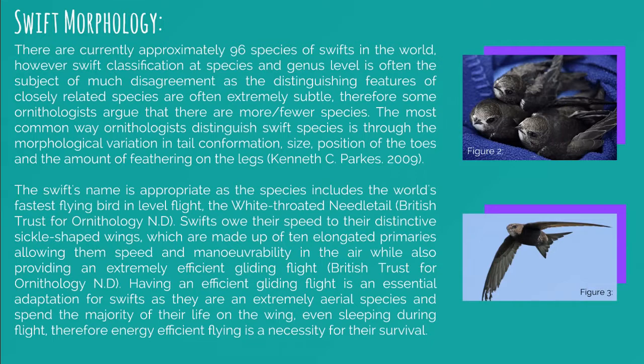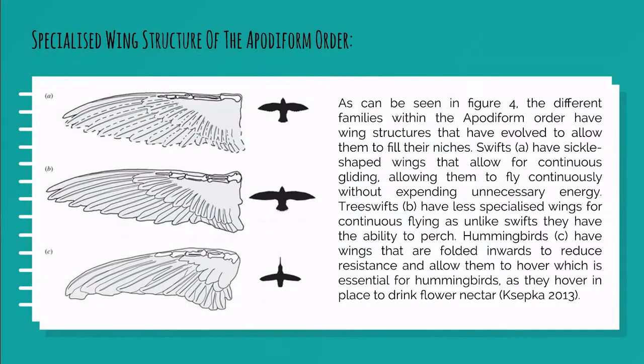Having an efficient gliding flight is an essential adaptation for swifts, as they are an extremely aerial species and spend the majority of their life on the wing, even sleeping during flight. Therefore, energy-efficient flying is a necessity for their survival. Specialized wing structure of the Apodiform order.